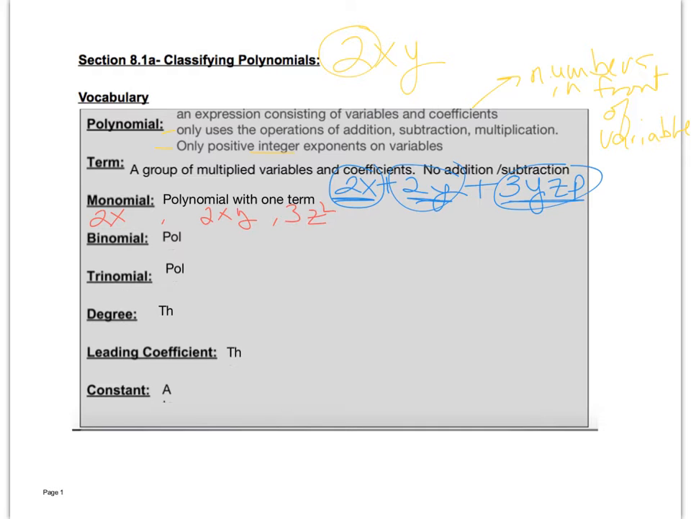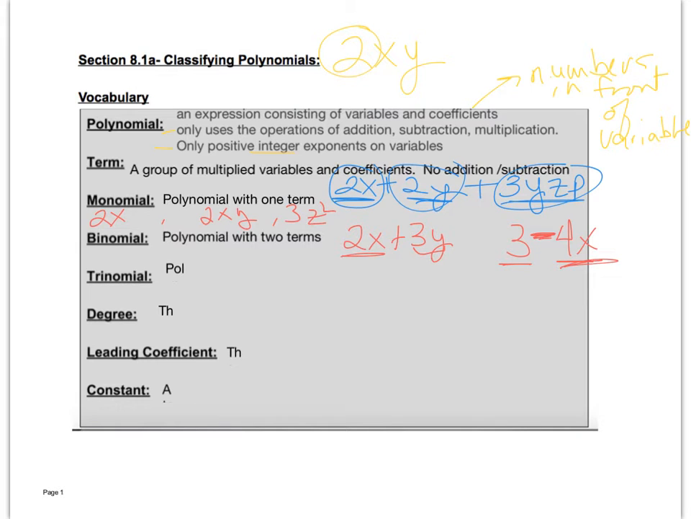A binomial is a polynomial with 2 terms. We've done a lot of these, like standard form, 2x plus 3y. That's a binomial. It has 2 terms, 2x and another chunk, 3y. Another one would be like slope-intercept form, 3 minus 4x. There's one term, 3, and as soon as you put the subtraction in, now we've got another term, 4x.